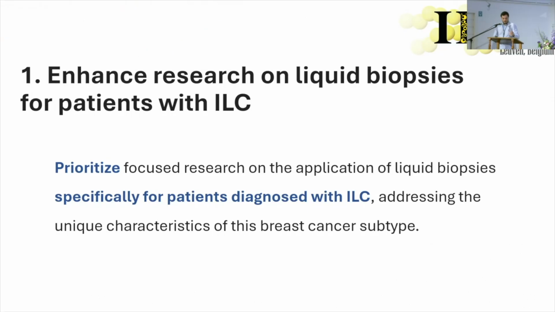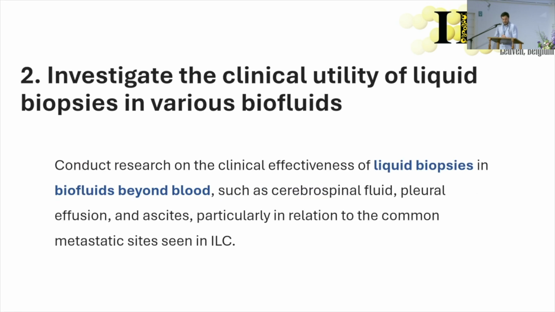The first one is, it's not very original, but it's true. I think we need more research of liquid biopsies for patients with ILC. We need to prioritize studies that focus specifically on patients with ILC and that take into account the characteristics of the disease, of the biology, and of its natural history. The second point is we also should look at other biofluids, not only plasma.